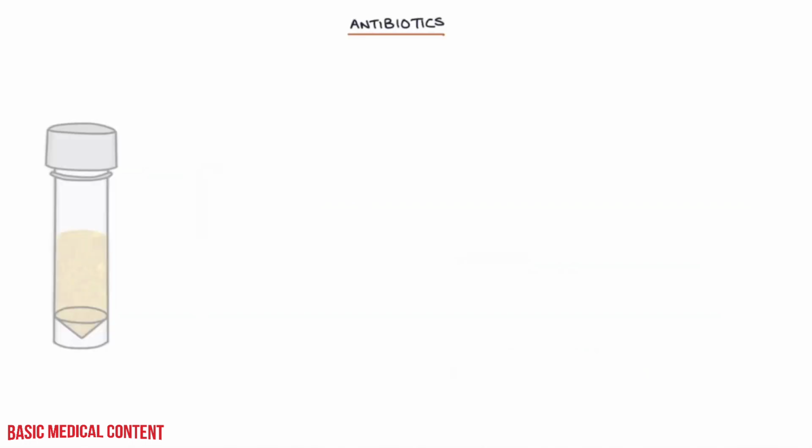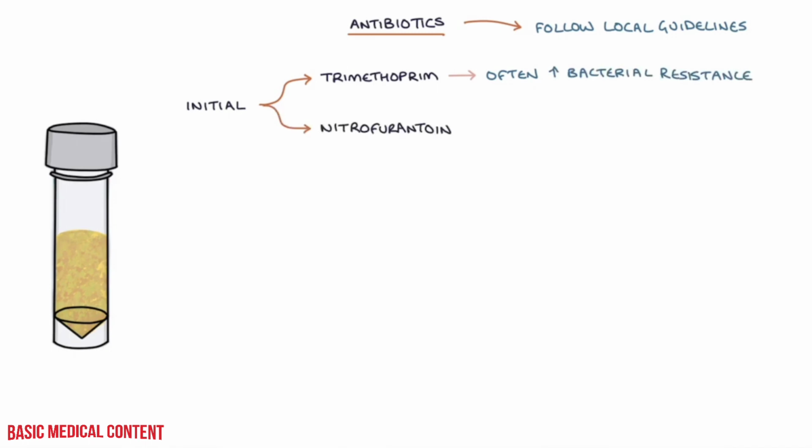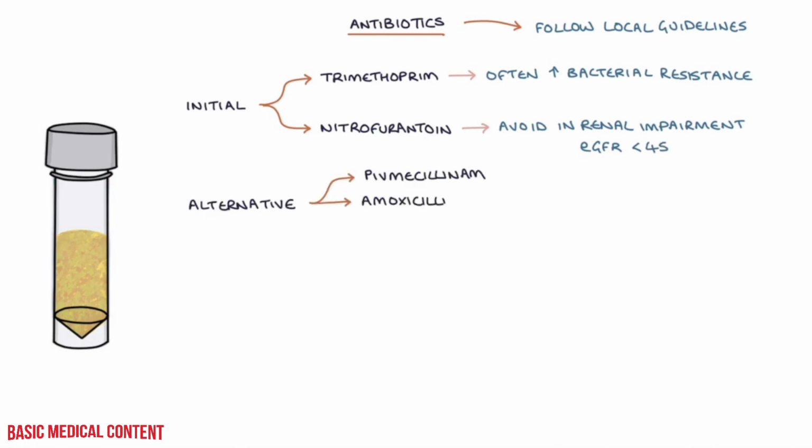Let's talk about the antibiotic choice. Always follow the local guidelines. An appropriate initial antibiotic in the community would be trimethoprim, however this is often associated with high rates of bacterial resistance, and nitrofurantoin, which needs to be avoided in patients with renal impairment and an eGFR of less than 45. Alternative choices are pivmecillinam, amoxicillin, and cefalexin.